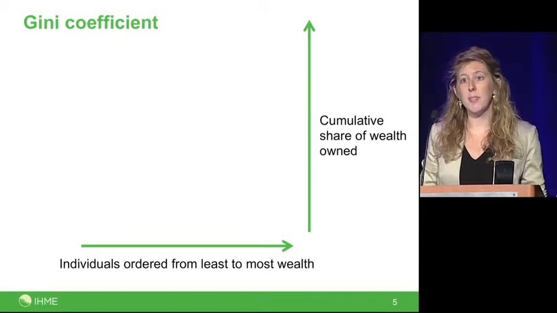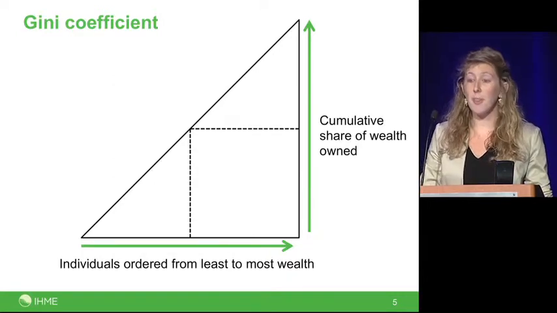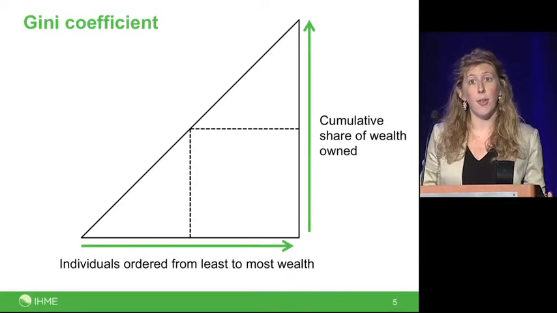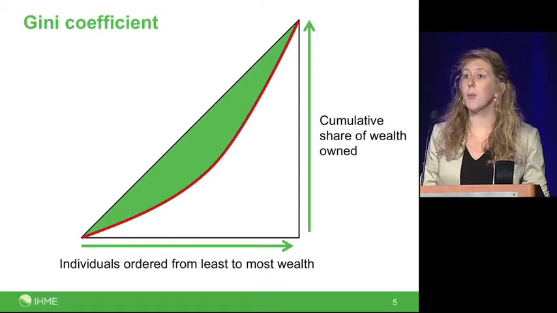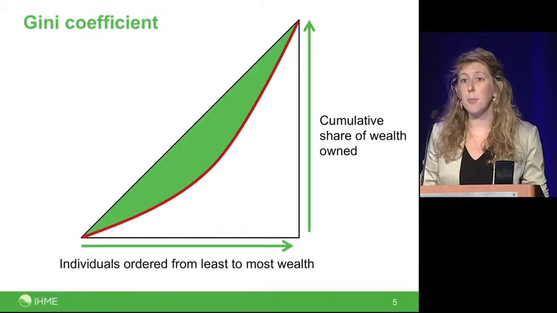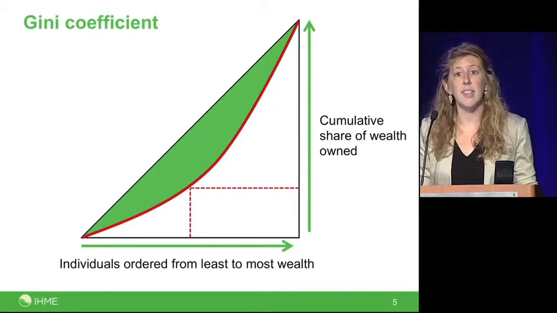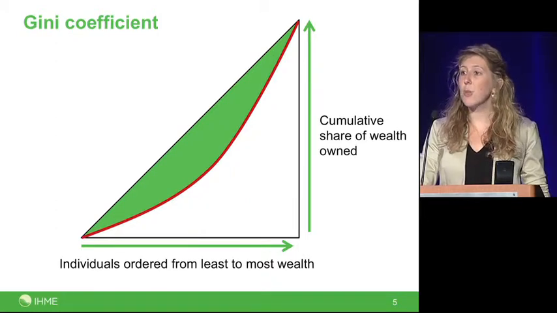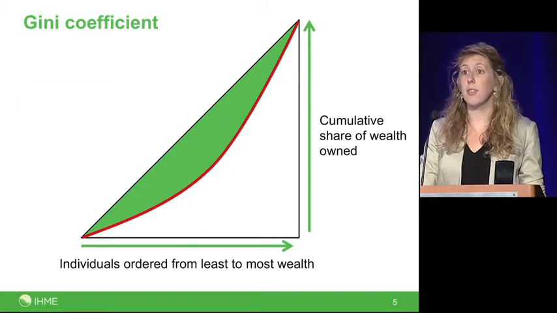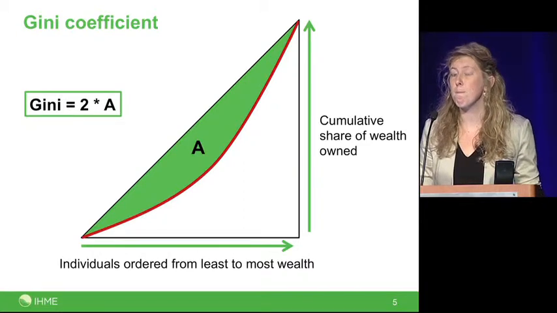In a totally equitable society, this would be a 45-degree line, where 50% of the population owns 50% of the wealth. In many countries, however, we find that the distribution is something more like the red line, where 50% of the population owns only 25% of the wealth, or even less. The Gini coefficient captures the difference between the actual and the totally equitable distributions. It's calculated as 2 times that green area.